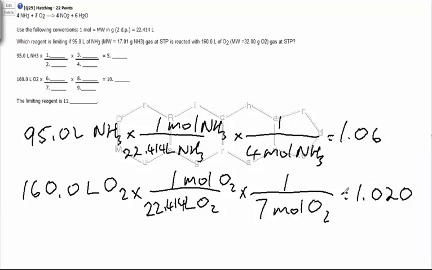Notice that the mole ratios don't have any units because all the units cancel. And what we're looking at here is which one of these is smaller. This one here is smaller, so the limiting reagent is going to be O2.